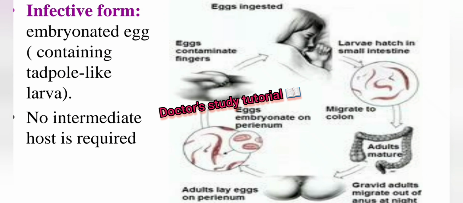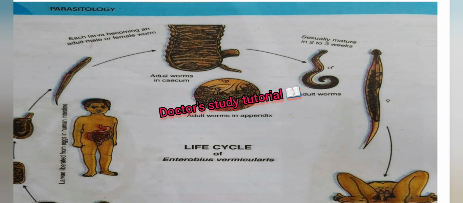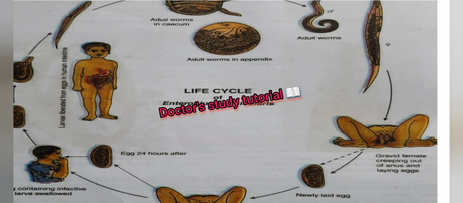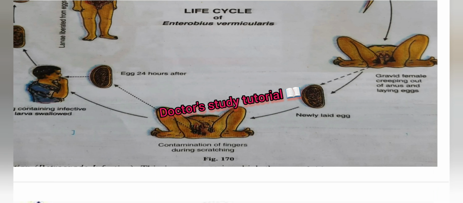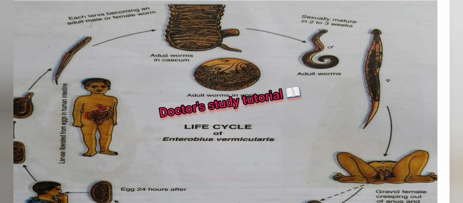No intermediate host is required. Life cycle. The adult worm present in the appendix becomes sexually mature in 2 to 3 weeks. The gravid female creeps out of the anus and lays eggs. Newly laid egg. Contamination of the finger during scratching. Then the egg containing infective larva is swallowed by the finger or food. Then the larva becomes an adult male and female worm. Then the cycle continues again and again.